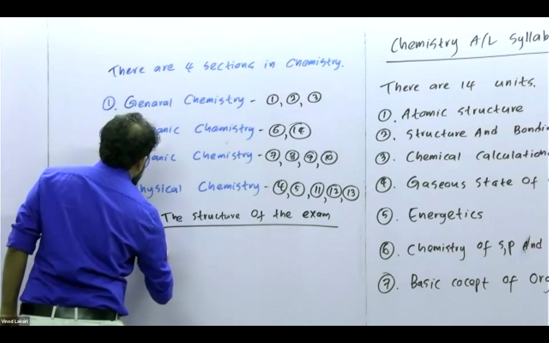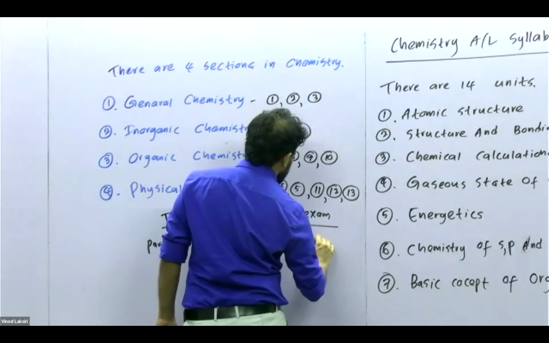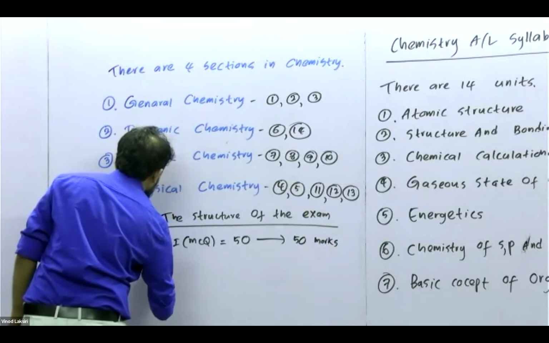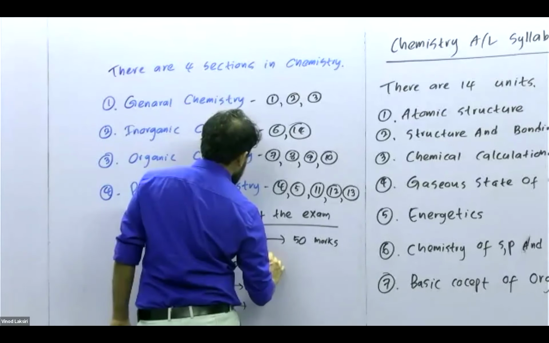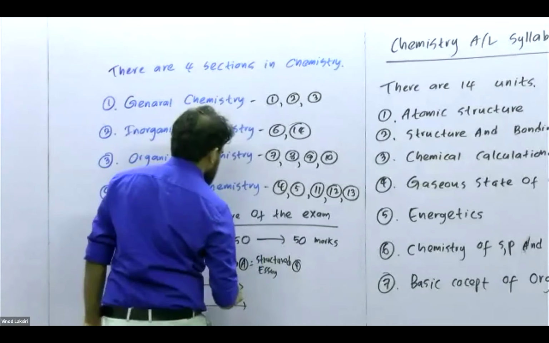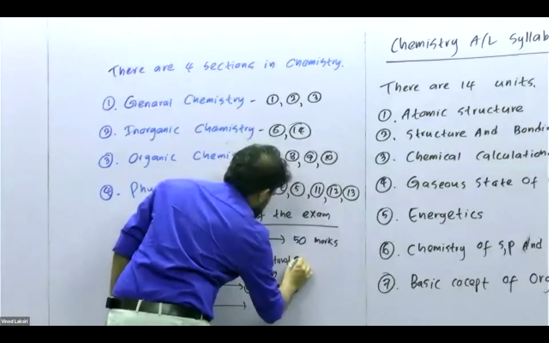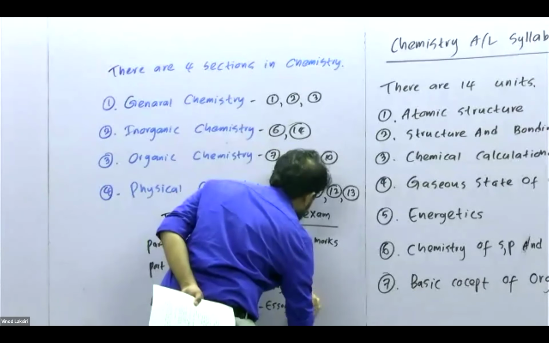So there is part 1. It is MCQ. It contains 15 MCQ, for which 50 marks are given. And part 2 has 3 sections. Part A is a structured essay. There are 4 structured essays. Part B contains essays. There are 3 essays, but you have to write only 2. And part C is again essay. There are 3 essays, but you have to write only 2.